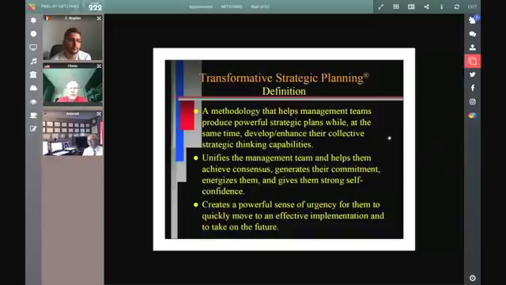It unifies the management team and helps them to achieve consensus, generate commitment, energizes them, and give them a strong self-confidence. We don't want in organizations those kinds of bureaucrats, and I'm not talking about the government, I'm talking about the bureaucracy, that are doing their job because they have to do their job, that leave early and sometimes come late and all that kind of stuff. We want people, or management teams, that are in love with their company. And of course, I might be exaggerating a little bit because there's no magic here, but are closer to what I'm saying. They want to be there. They believe in that. And they actually enjoy what they're doing.